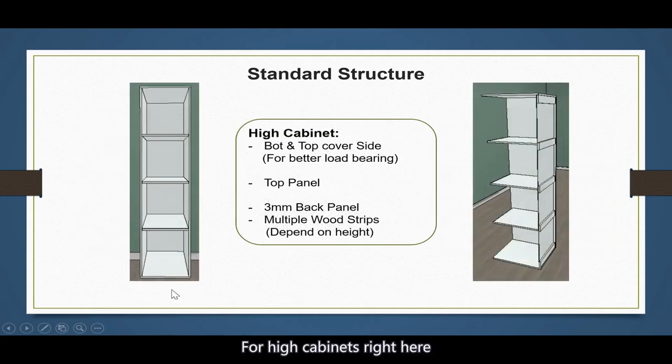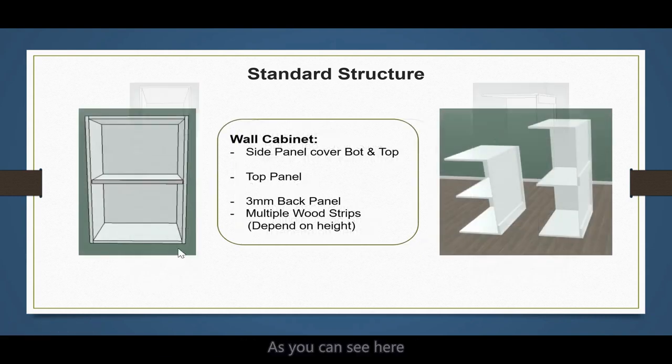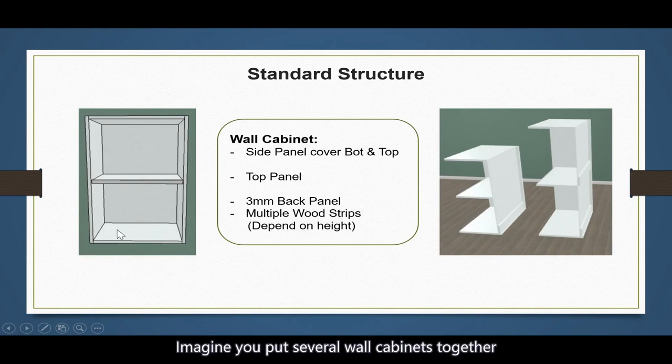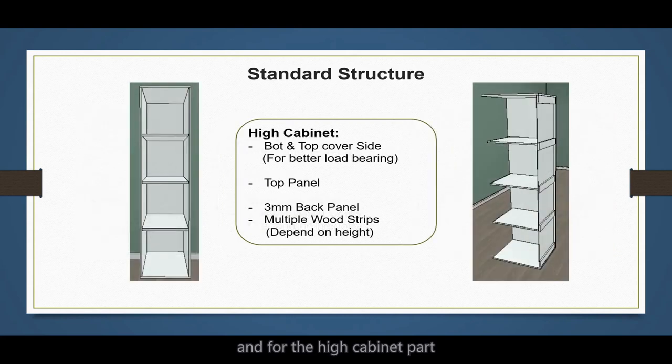For the high cabinets, we have the bottom and top panels covering the side panels. This is for better load bearing. Imagine we put several wall cabinets together with the side panels covering bottom and top; overall it looks more beautiful. For the high cabinets, since we have to increase the load bearing capacity, we use some replacement here. Still, we have the top panels, and we have the 3 millimeter back panels here.